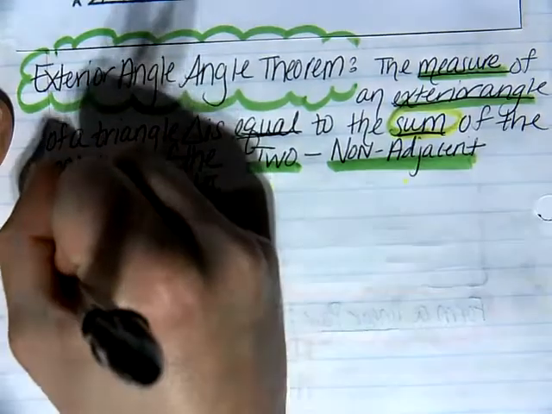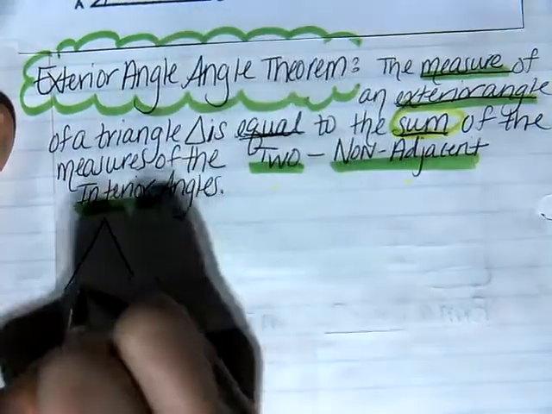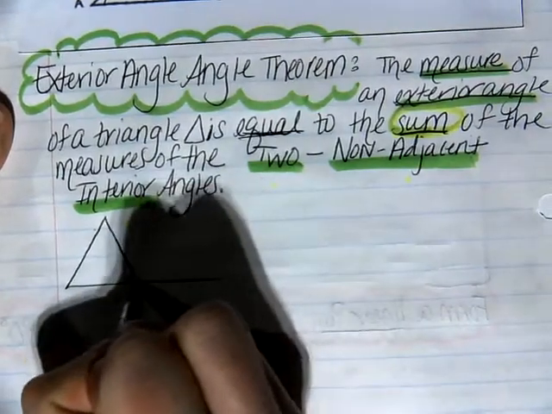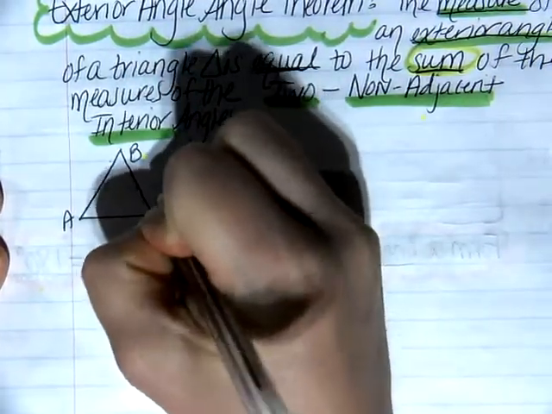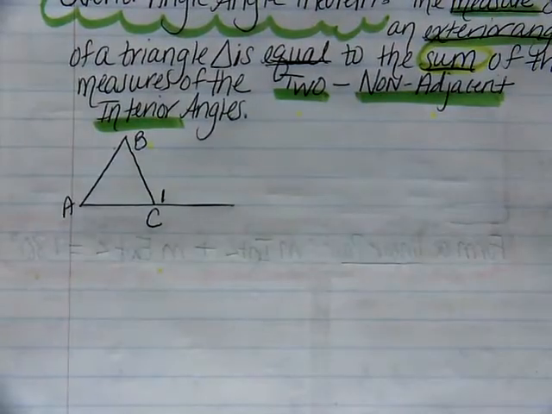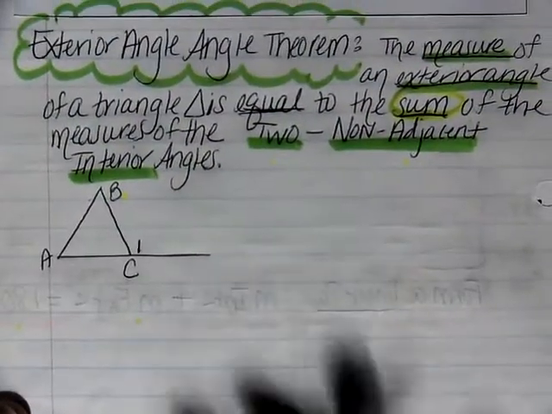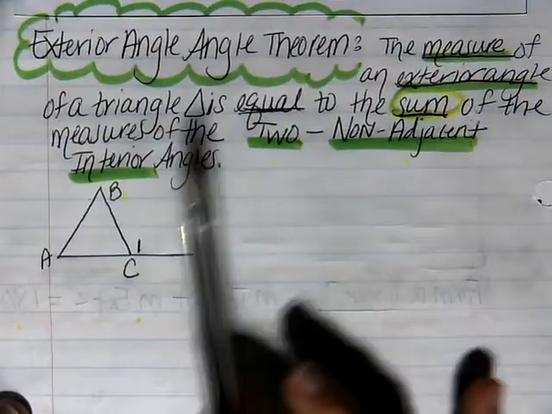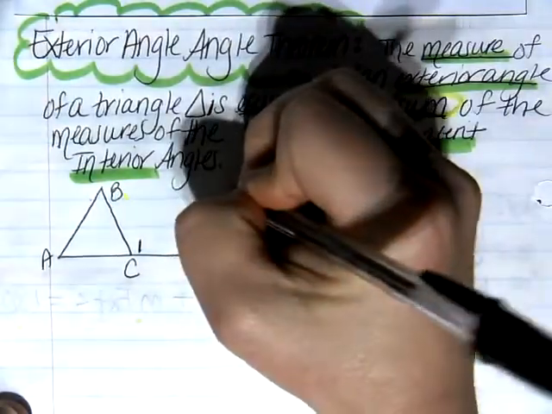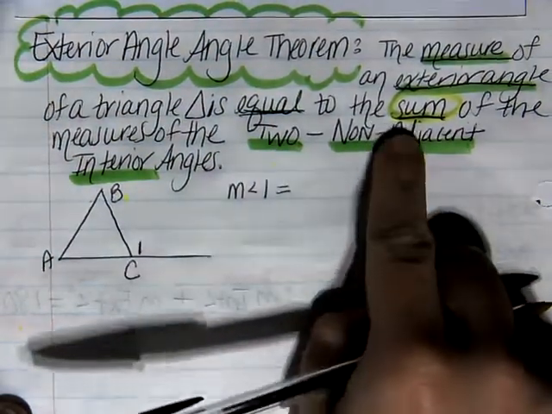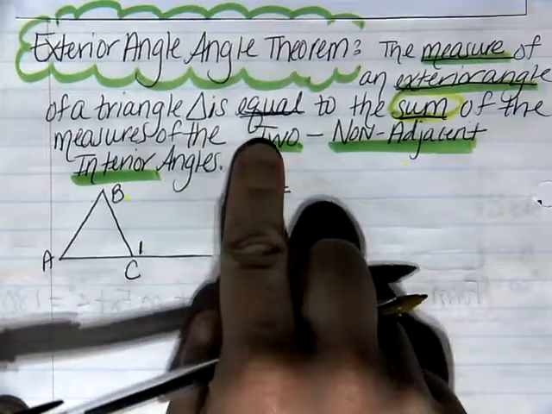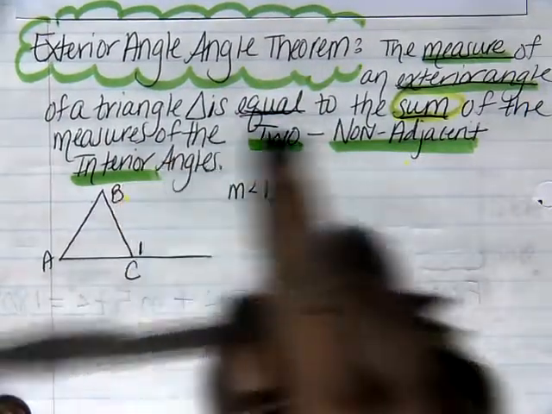So what I want you guys to do is draw a picture of a triangle. Any triangle is perfectly fine, and I want you to extend one of the sides. And I would like you to please label this triangle A, B, and C, and we're going to label this exterior angle number 1. So let's go ahead and analyze this theorem. It is the measure of the exterior angle, which in this case is the measure of angle 1. The measure of angle 1 is equal to the sum of the measures of the two non-adjacent interior angles.